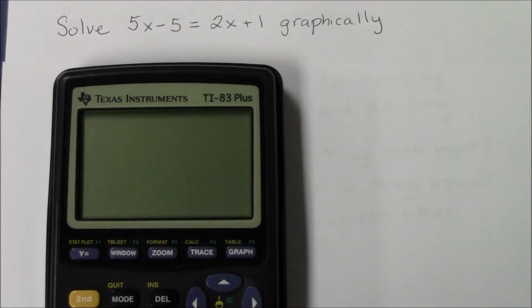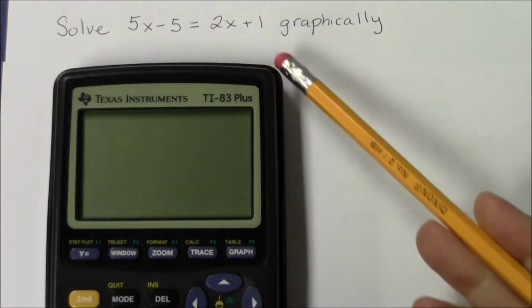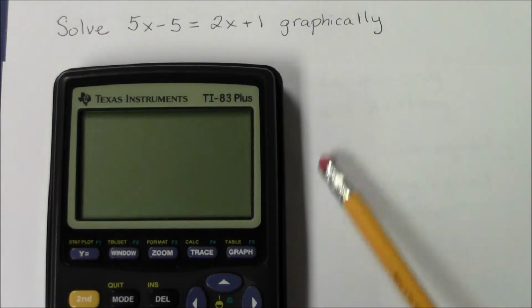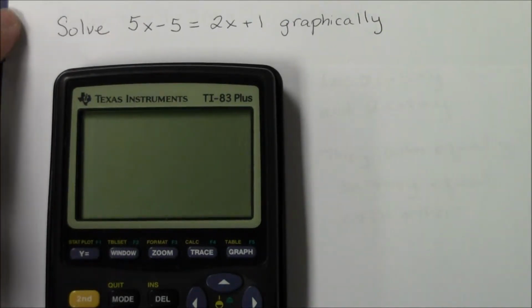Today I would like to show you how to solve an equation in one variable using a graphing calculator. That's called solving it graphically. So what we're going to do is we have to rethink what 5x minus 5 equals 2x plus 1 could be rewritten as.